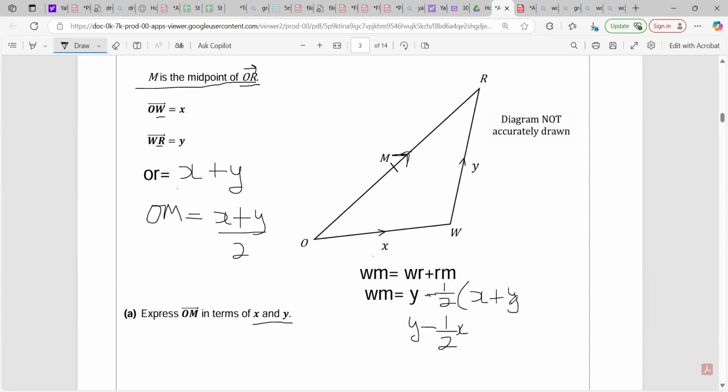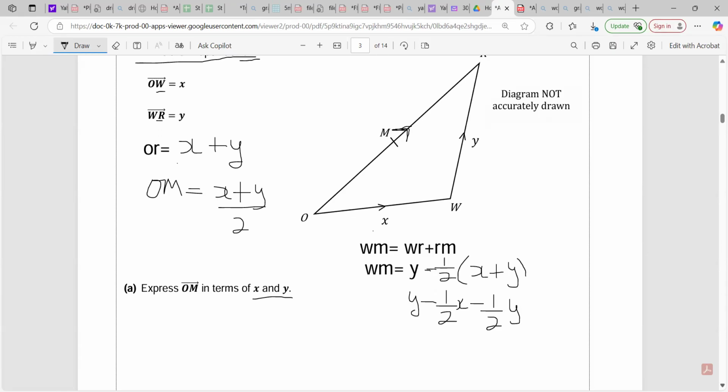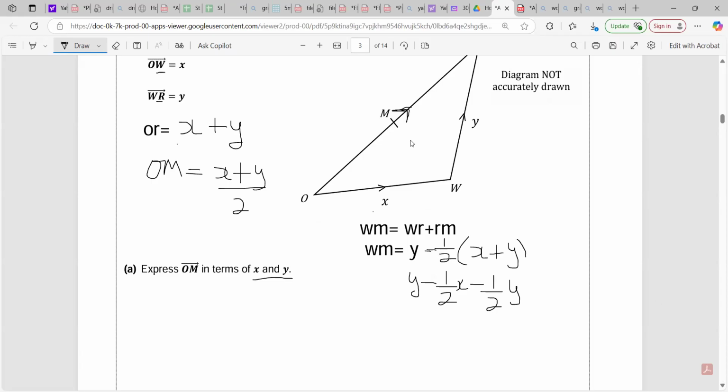Negative a half times positive y is going to give us negative a half y as well. All right, I can group the like terms. Hope everybody is following. We're just expanding the bracket, right? Because this in itself is negative a half times x plus y. We can also write x plus y divided by 2 as a half x plus y. Everybody agree?